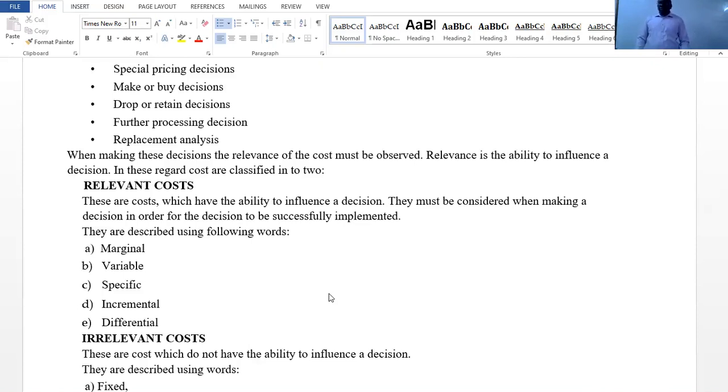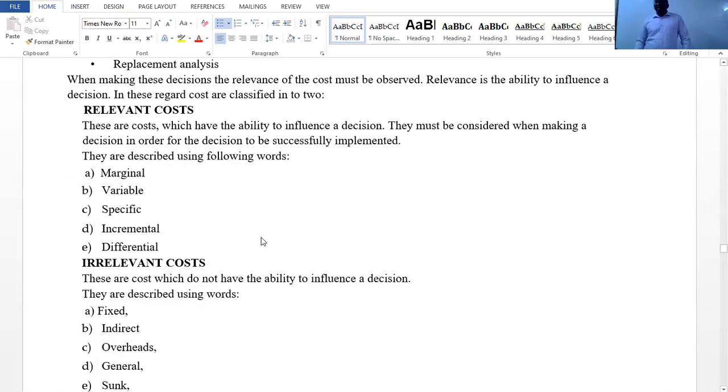You will not find a question that tells you that the following are the relevant costs. But what the examiner does, or what we do in management accounting, is use various words that refer to relevant cost. These words are marginal, variable, specific, incremental, and differential. So when you see these words anywhere in a decision-making question, they are talking about relevant costs.